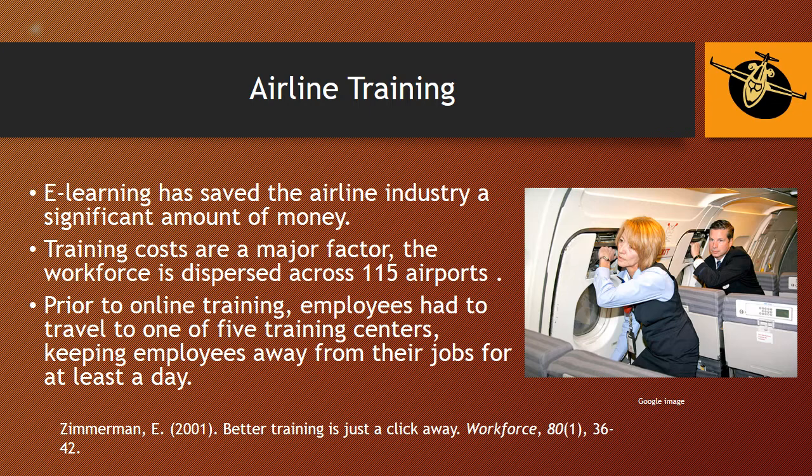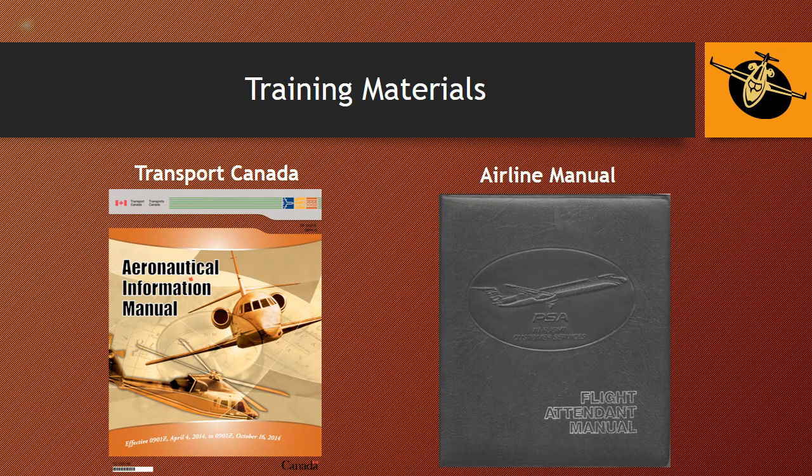Zimmerman, 2001. Training material. Training all airline personnel, both corporate and staff, is carried out by following specific regulations that are established by government authorities and regulatory agencies. Some of these examples are the Transport Canada Aeronautical Information Manual and the Airline Manual. These training materials are then converted into courses that are completed by using multimedia tools such as video, audio MP3 presentations, animations, web pages, and automatic correction and reference practice questions, tied together using a state-of-the-art learning management system that is also compatible with mobile devices.